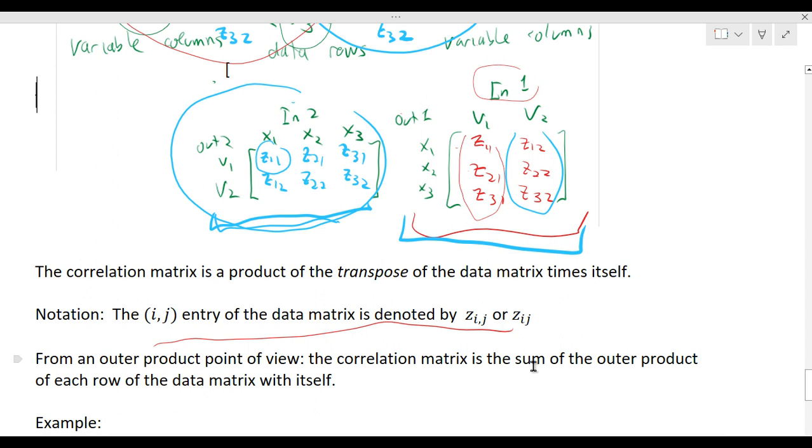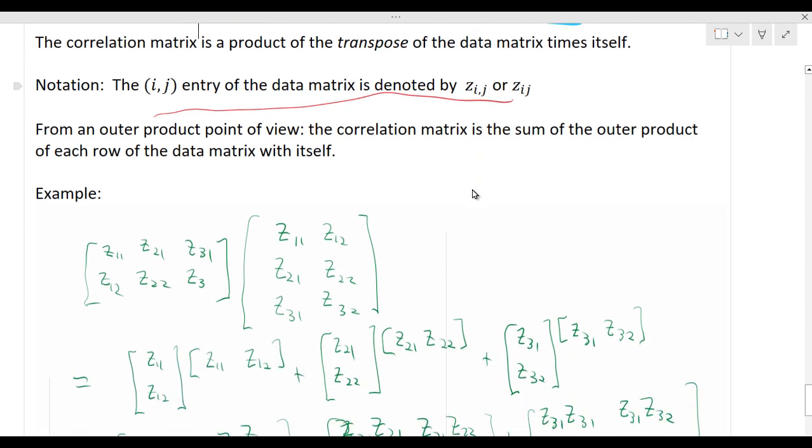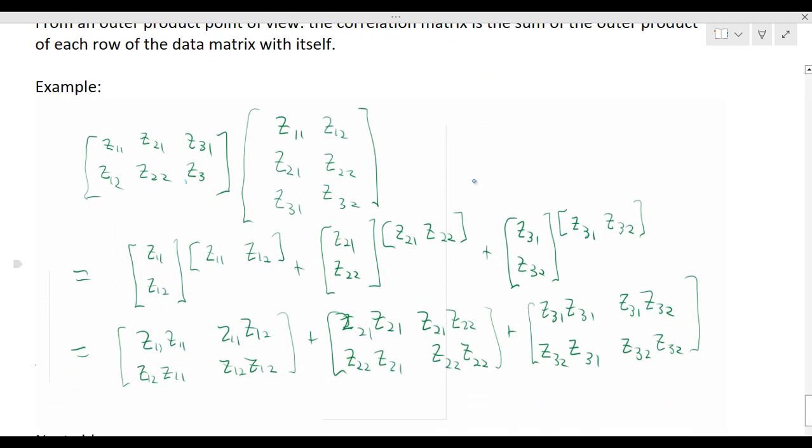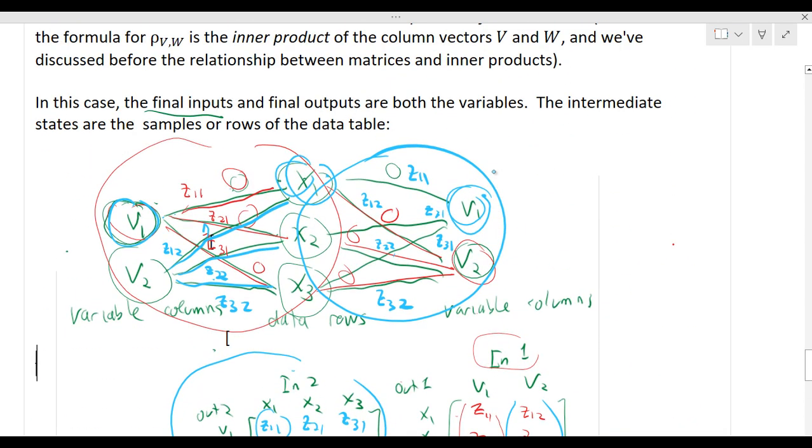Now, from an outer product point of view, the correlation matrix is the sum of the outer product of each row of the data matrix with itself. Remember, we said that we could view the matrix product of two matrices in two ways. One is view each entry of the matrix as an inner product. The other is to view the product itself as a sum of outer products. All right, so I've written the two matrices again, the transpose and the original data matrix. And there's going to be one outer product corresponding to each intermediate state, x1, x2, x3.